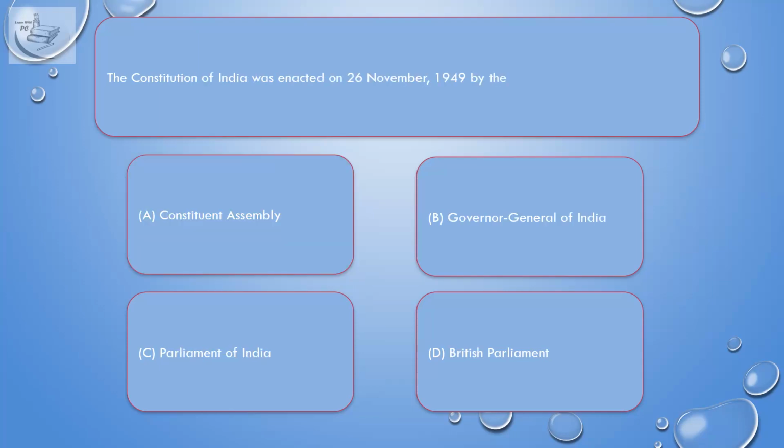Correct answer is A. Constituent Assembly. Question: the Constitution of India was enacted on the 26th of November, 1949 by the A. Constituent Assembly. B. Governor General of India. C. Parliament of India. D. British Parliament.